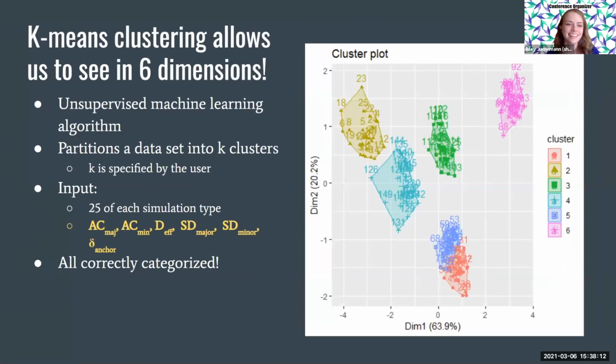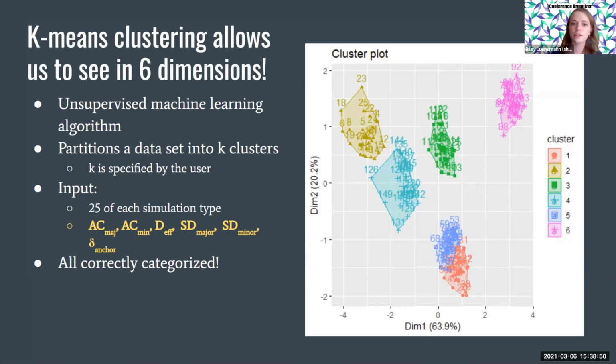And since we can't see in 6 dimensions, we need to use some machine learning. So initially, we plug these final 6 statistical measures into k-means clustering, which is an unsupervised machine learning algorithm that partitions a data set into k clusters in a way that minimizes variation. So it's looking at the ensemble of trajectories as a whole. And here k does have to be specified by the user, although there are a few different numerical methods that you can use to pick out a good value for k.